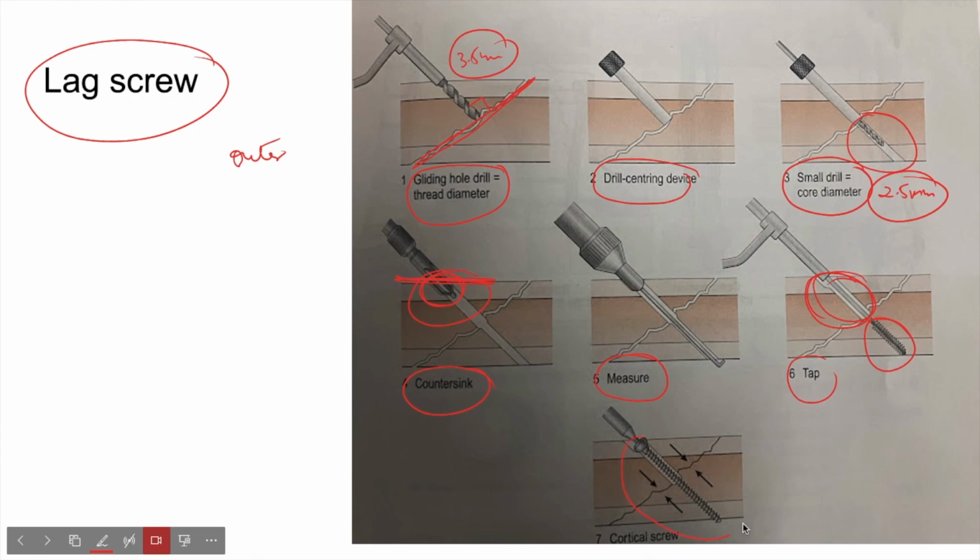Next, you have to apply the screw, and because you have drilled differently, this screw will glide in the near cortex, whereas it will compress and pull the far cortex, and you'll have compression of the fragment. So this is called lag screw, right?